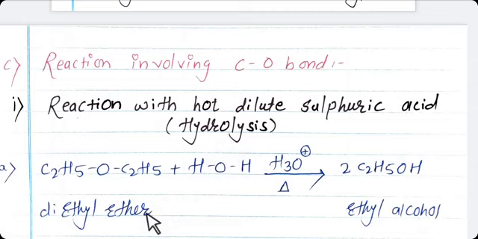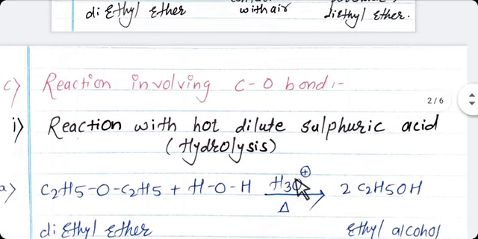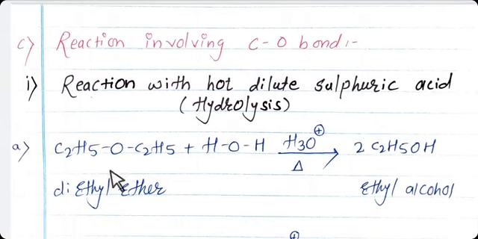We are taking the simple example of ether. Diethyl ether reacts with water. As you know, hydronium ion means acidic hydrolysis. 2 alkyl groups attach with 2 oxygen and 2 hydrogen and form ethyl alcohol. Means ether when heated with dilute sulfuric acid undergoes hydrolysis to give either alcohol or phenol.